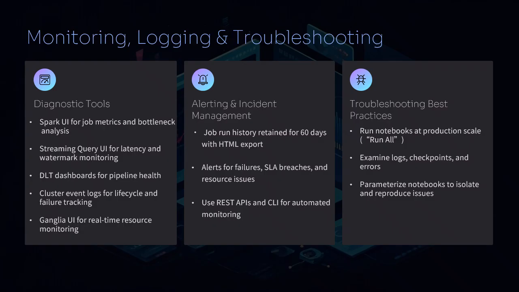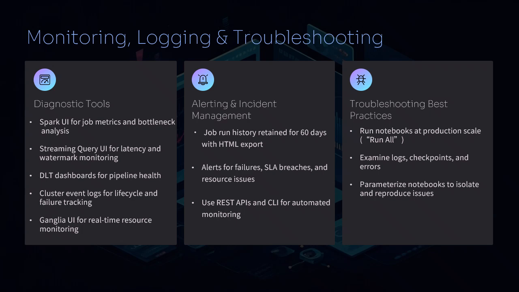In monitoring and troubleshooting Databricks workloads, the Spark UI is your primary tool for digging into job and stage metrics, helping detect common issues like data skew and task failure. For streaming jobs, the Streaming Query UI provides real-time insights into latency and watermark progress, while DLT dashboards let you monitor Delta Live Tables pipeline health. It's also essential to review cluster event logs to understand cluster lifecycle events and failures, and use the Ganglia UI for monitoring cluster resource utilization, such as CPU and memory in real time.